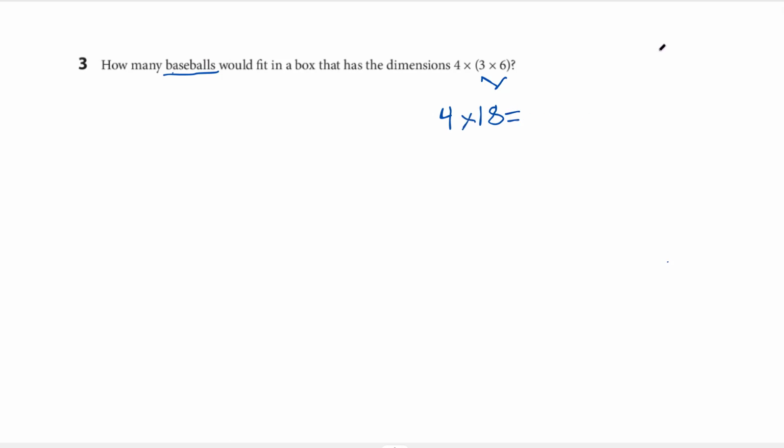And if you could work it out, you can write that vertically if it helps you. And you should know 8 times 4 is 32. You can carry over the 3, 4, and we get 72.